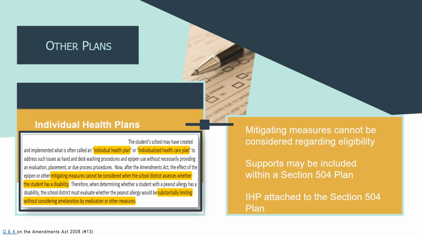Mitigating measures can be used to determine if the student needs a written Section 504 plan or only access to the procedural safeguards. Health interventions and supports may be listed within a Section 504 plan, or the individual health plan can be attached to the Section 504 plan.